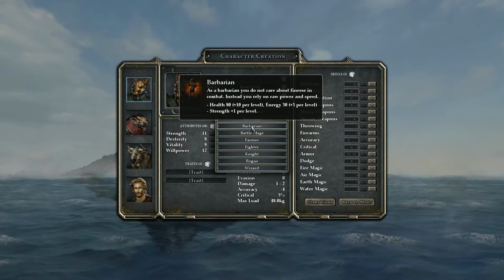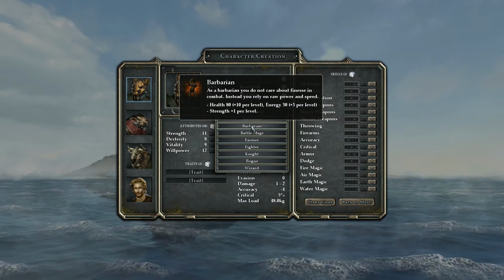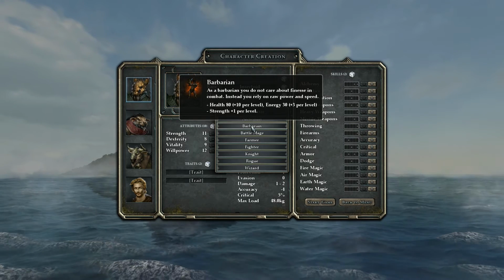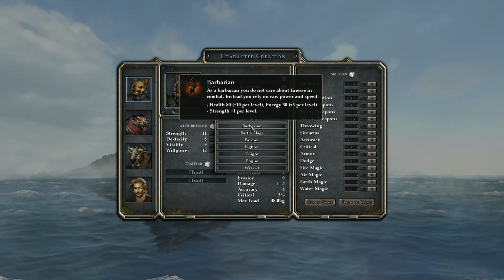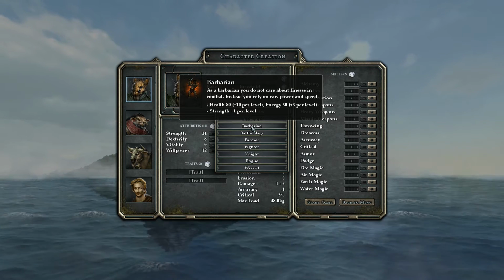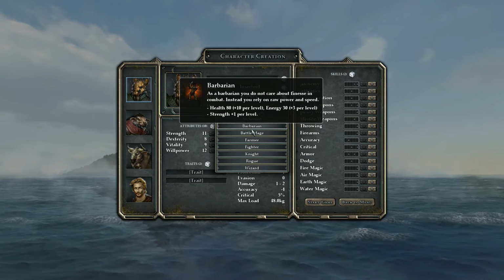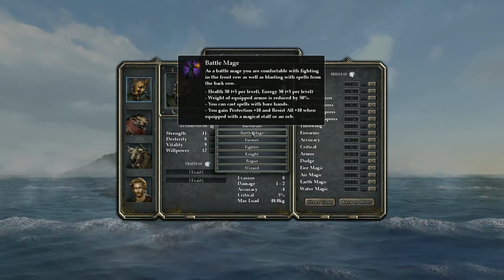Barbarian. As a barbarian, you do not care about finesse in combat. Instead, you rely on raw power and speed. Health 80, +10 per level. Energy 30, +3 per level. Strength +1 per level.